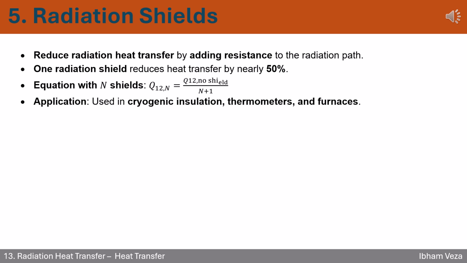And if you add more shields, the effect compounds. There's a simple formula for this. With n shields, the heat transfer becomes the original amount divided by n plus 1. This concept isn't just theoretical, it's applied in the real world. Radiation shields are used in cryogenic systems to keep things ultra-cold, in precision thermometers to prevent heat interference, and in furnaces to control heat flow. It's a simple tool with big energy-saving benefits.